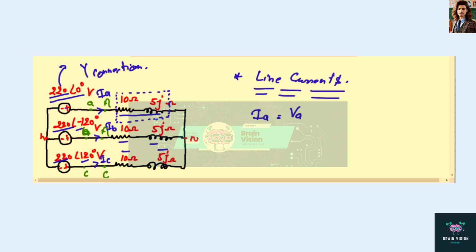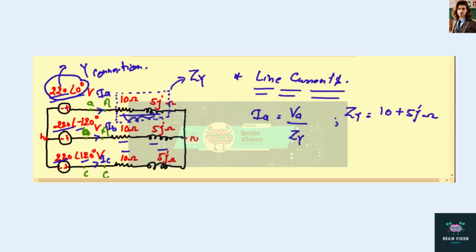IA is equal to VA, the phase voltage, divided by the impedance ZY, because the value of the impedance is the same in each branch. So IA can be written as VA by ZY. Looking over here, both impedances are in series, so to get ZY we can simply add them, and the value will become 10 plus 5j ohm. This is the value of ZY, and VA is 220 angle 0.